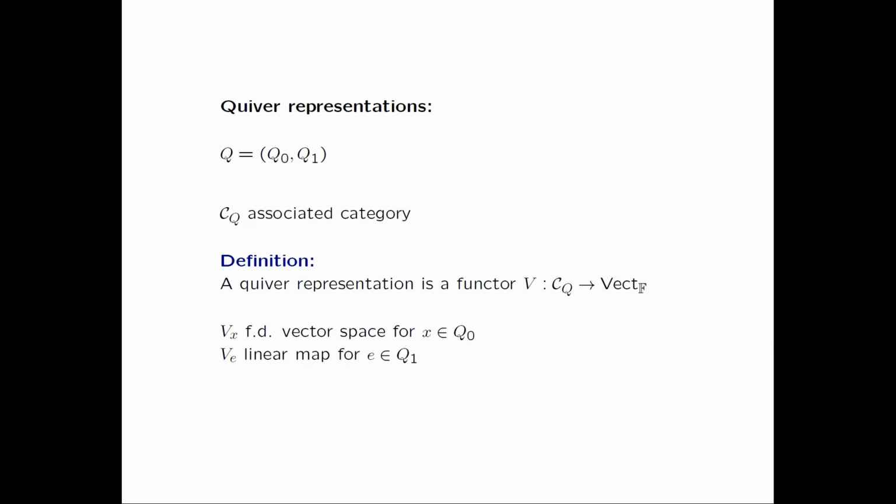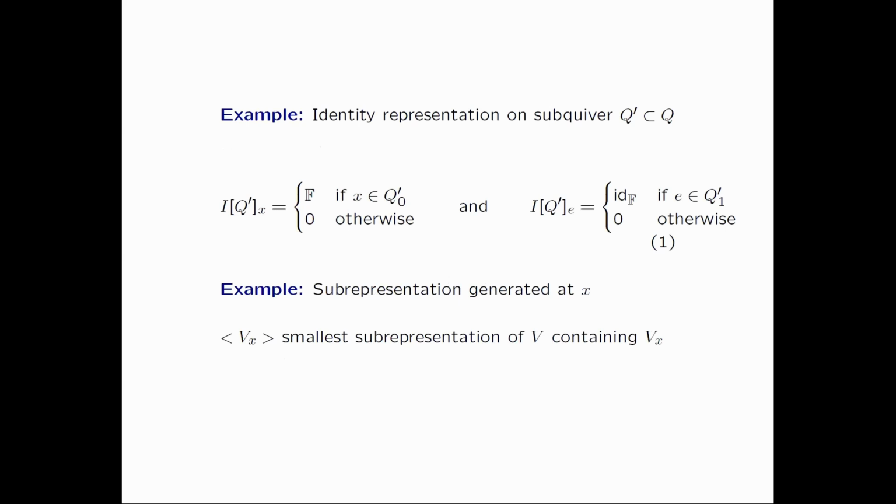And vector spaces are always of finite dimension. Just look at finite dimension. So, in particular, to every vertex in Q0, you associate a finite dimensional vector space. And for every edge, we have a linear map. That's a very straightforward thing to do. Now, an example, which will be used later.